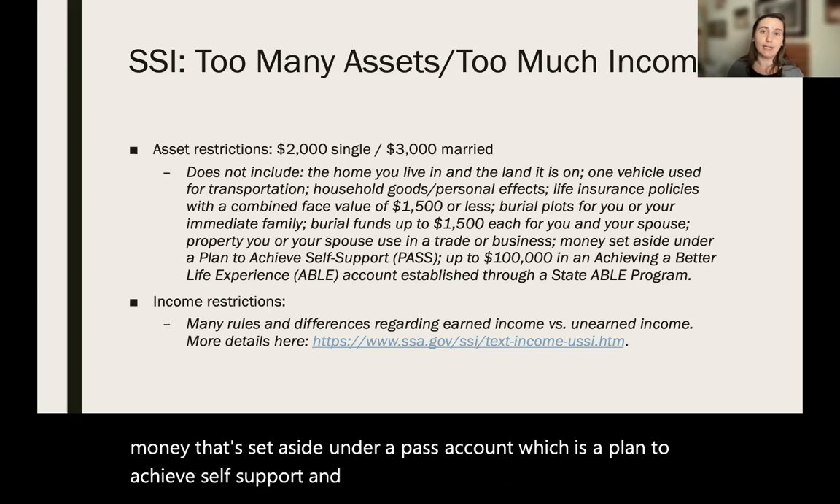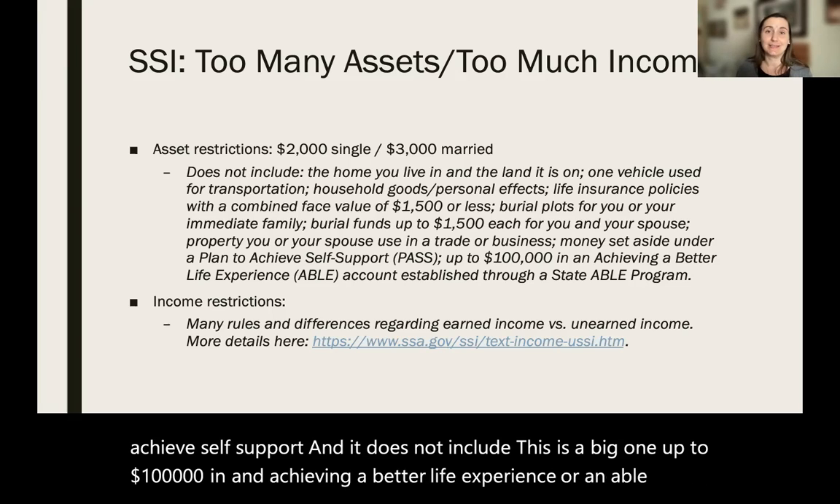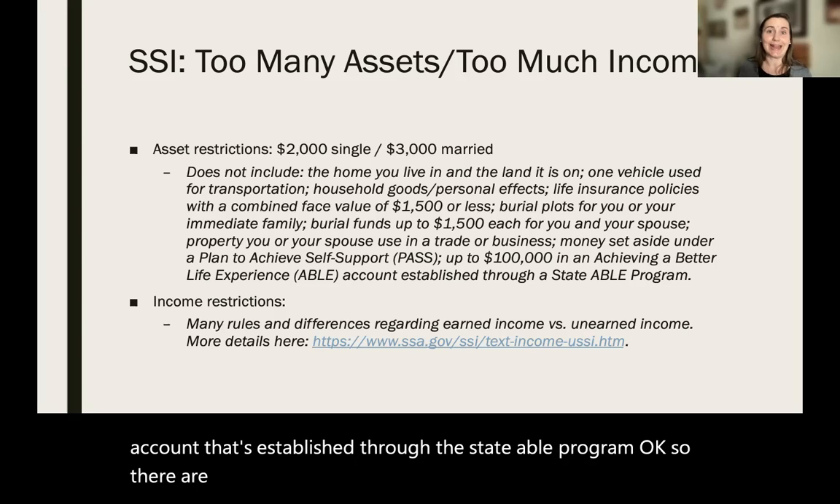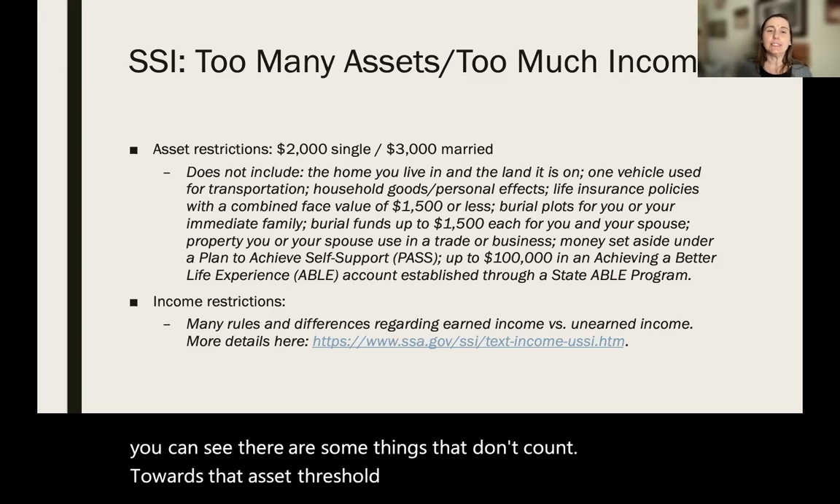And it does not include, this is a big one, up to $100,000 in an Achieving a Better Life Experience, or ABLE, account that's established through the state ABLE program. Okay, so there are very significant and stringent asset restrictions, but as you can see, there are some things that don't count towards that asset threshold. Okay, in addition to the assets, there's also those income restrictions.